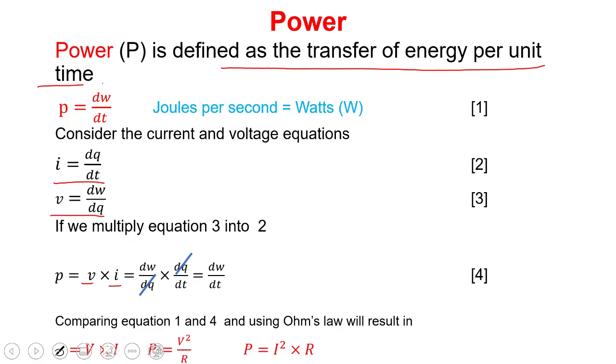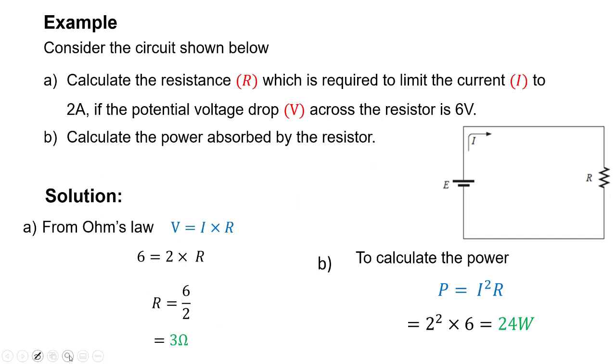If we multiply these two, we are going to get the amount of power, which is the transfer of energy per unit of time. So P, the power, will equal I multiplied by V. So P is equal to I multiplied by V, or using Ohm's law, we're going to find it's P is equal to V square over R, or I square multiplied by R.